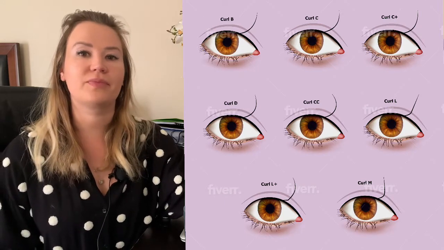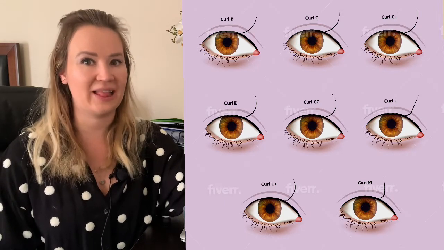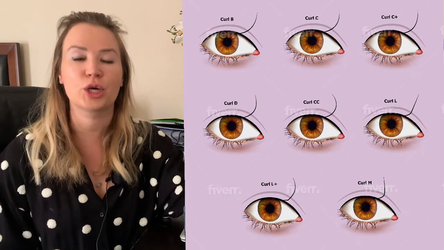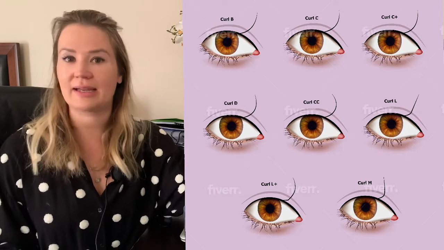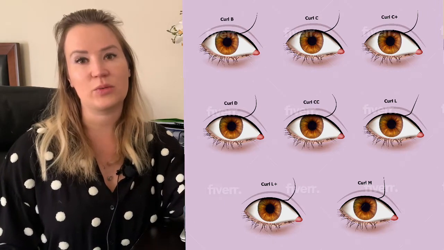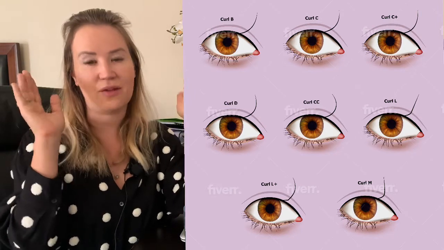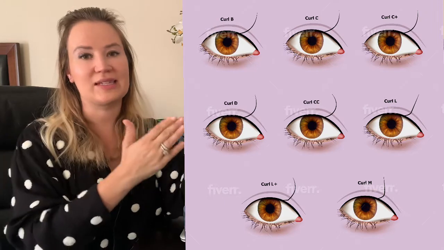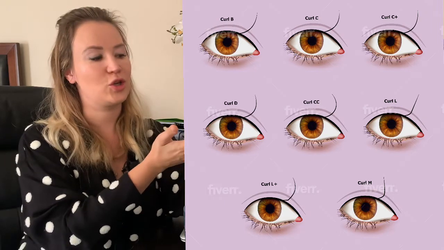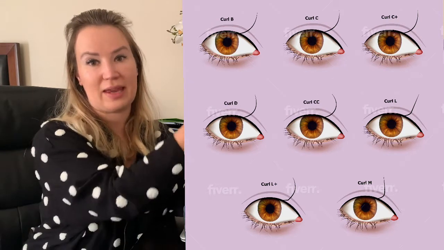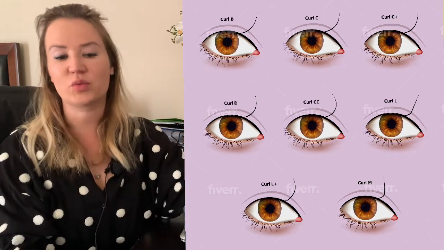So the next curl we're going to talk about is the L curl. The L curl is one of the hottest curls right now. It's really popular. Clients are loving it. Clients are asking for it. It's a really fun curl to work with, because it gives that nice cat eye effect, since it's a very sharp curl. The angle on the curl is almost 90 degrees, so it's really fun to work with.